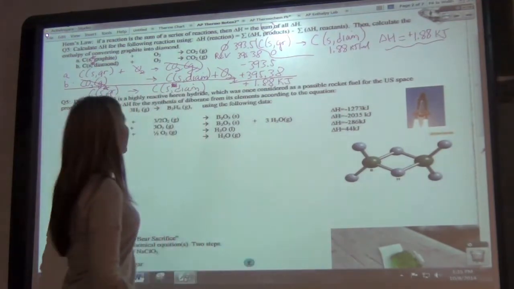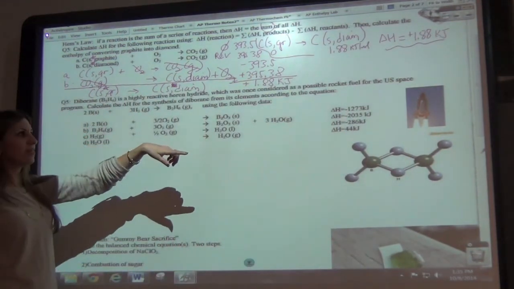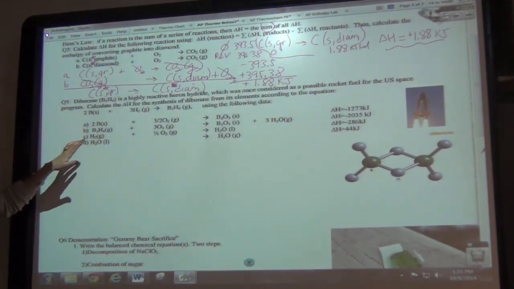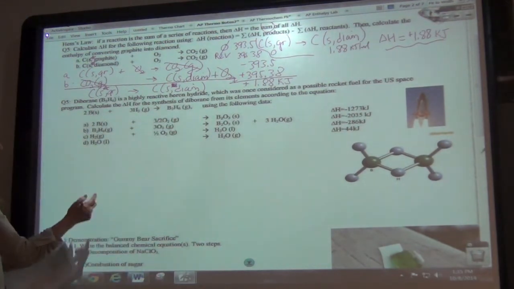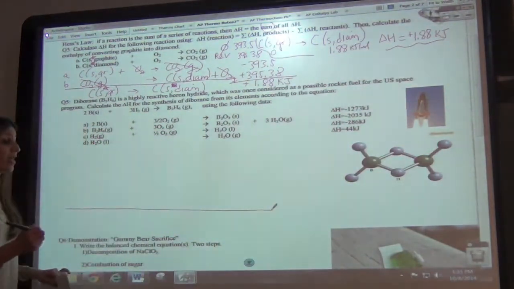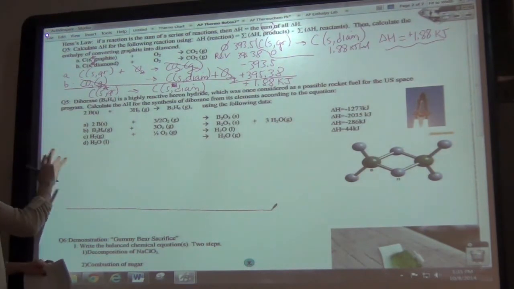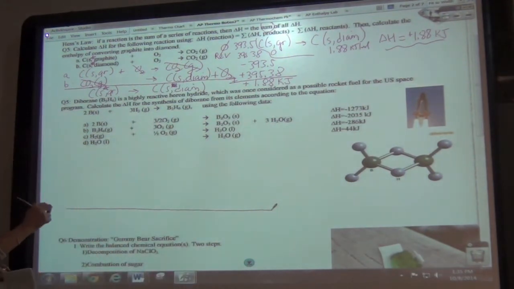This diboron is a highly reactive boron hydride, and it was once considered as rocket fuel for the U.S. space program. Calculate the delta H for the synthesis of boron from its elements according to the equation. So here's our equation. That's our target. Okay? So what we're going to do is we're going to do a sum line down here. And this is the last one we're going to do this way, because from now on, you can do manipulation just by figuring out. I'll do it that way first, and then we'll do the check.